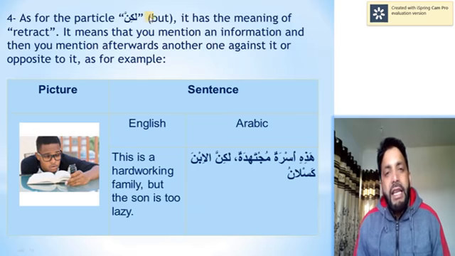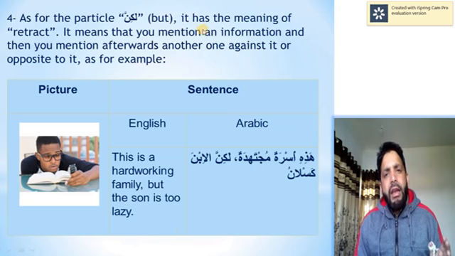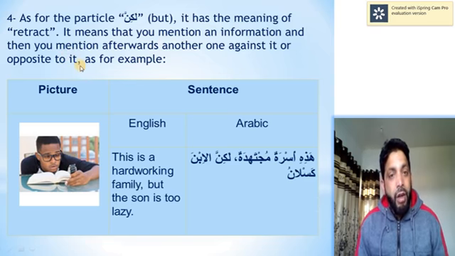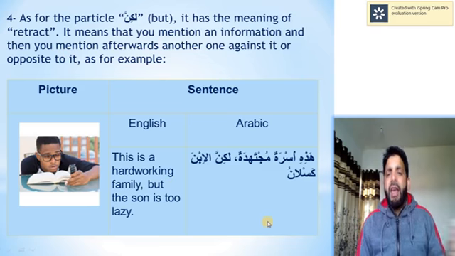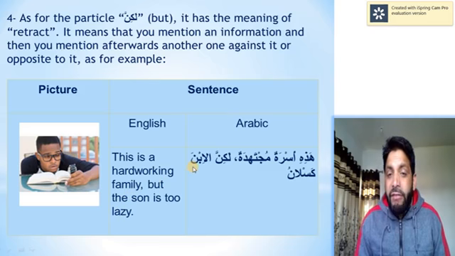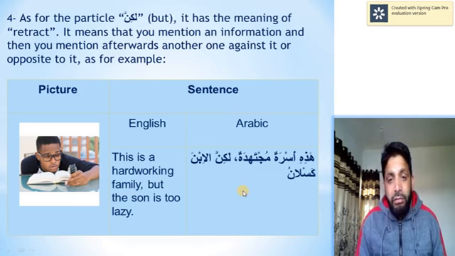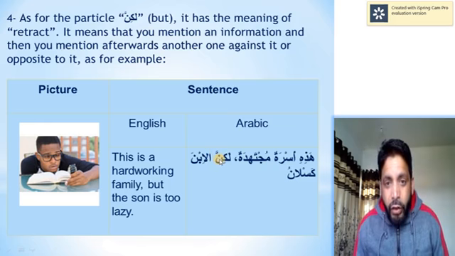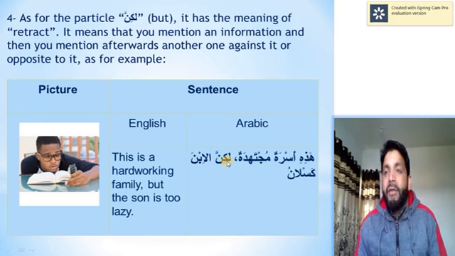And the fourth is lakinna. It has the meaning of a retraction. It means that you mention an information and then you mention afterwards another one against it or opposite to it. For example, we have هذه أسرة مجتهدة. This is a hardworking family. لكن الابن كسلان. But the son is very lazy, dull. Now see lakin. We used this sister of inna.